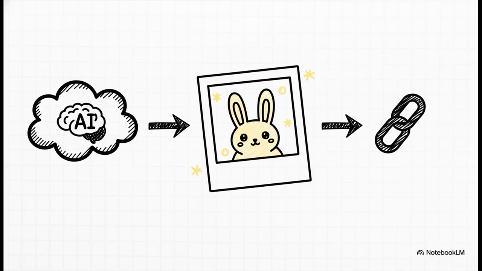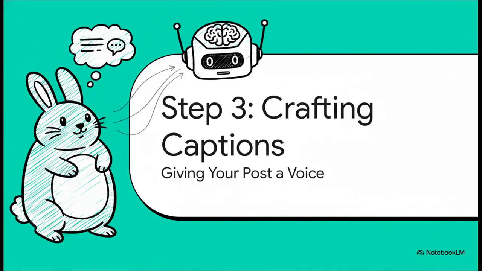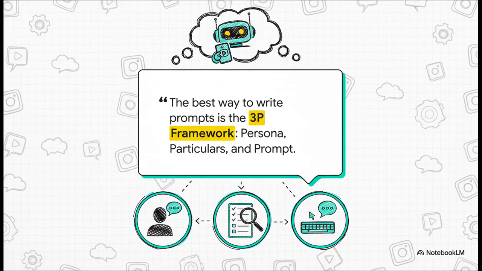So now we have the visual. The next step, we need to give it a voice. You know, a great image deserves a great caption. So the next piece of our puzzle is to call in our AI writer, ChatGPT, and have it whip up some clever text to go along with our awesome rabbit photo. And here's a huge pro tip for you. If you want to get consistently great results from ChatGPT inside an automation, you have to be super specific. The absolute best way to do that is with something called the 3P framework: persona, particulars, and prompt.